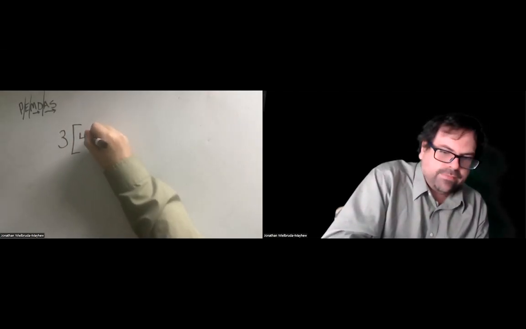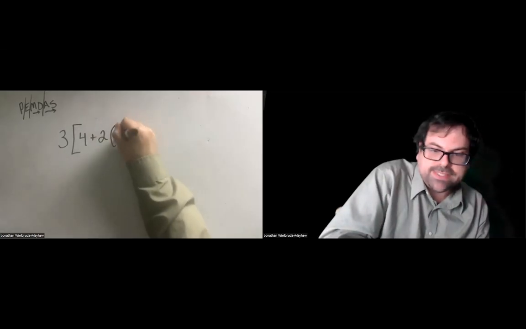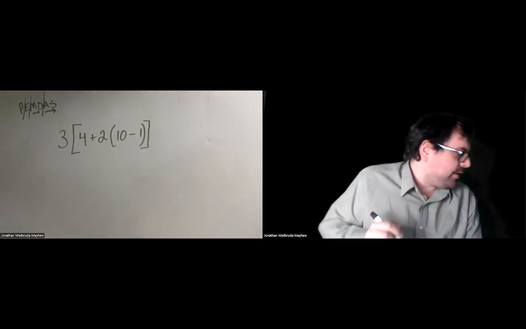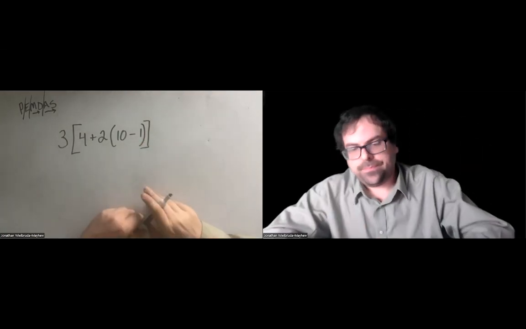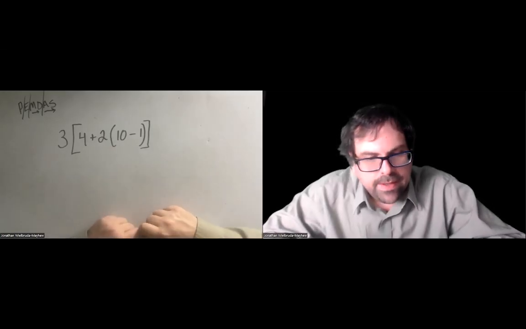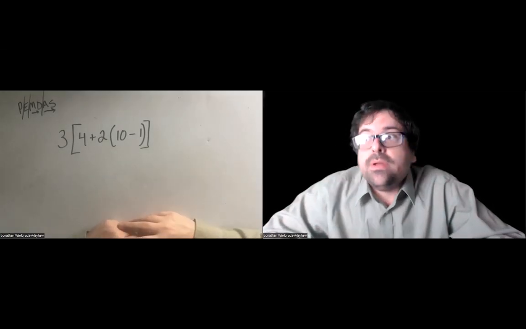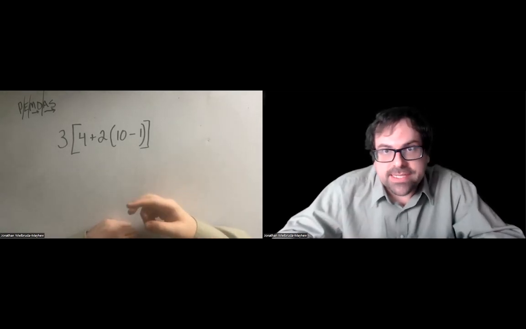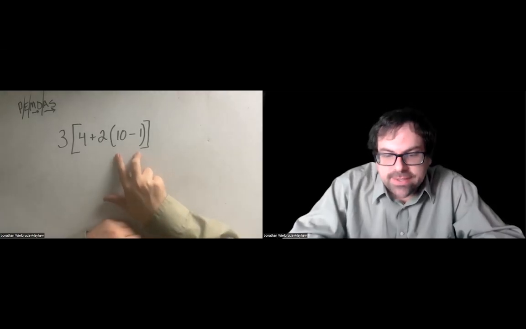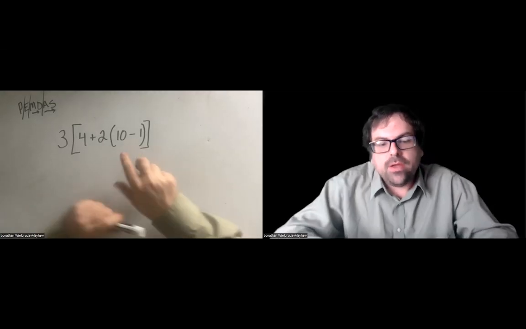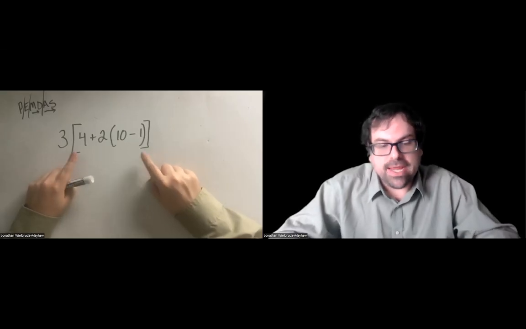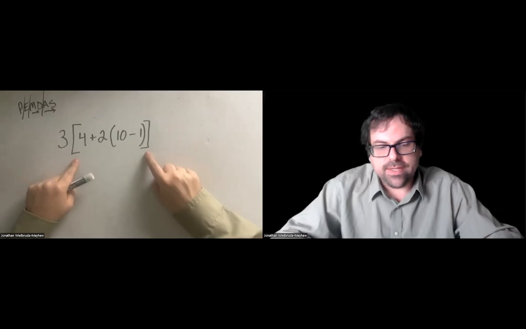Three bracket 4 plus 2 parenthesis 10 minus 1 close parenthesis close bracket. In this problem, we have two sets of grouping symbols. We've got these parentheses. We've got these brackets. Those aren't absolute value signs. These are brackets, square parentheses.